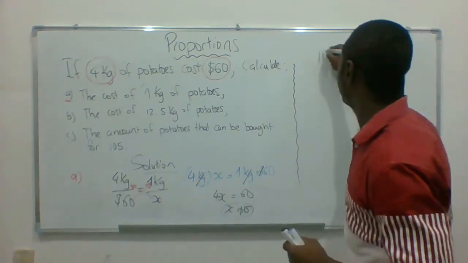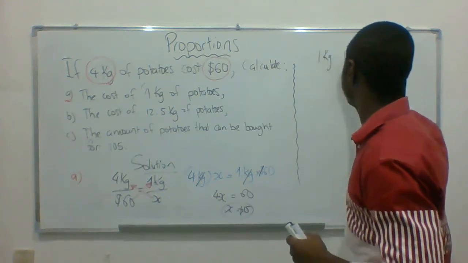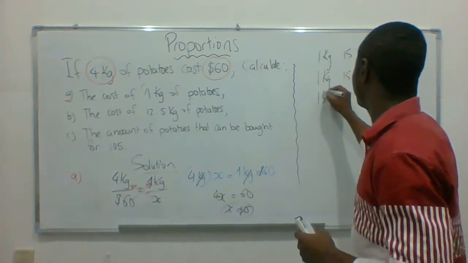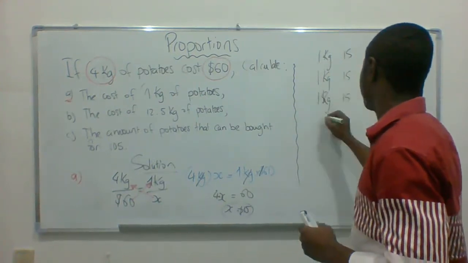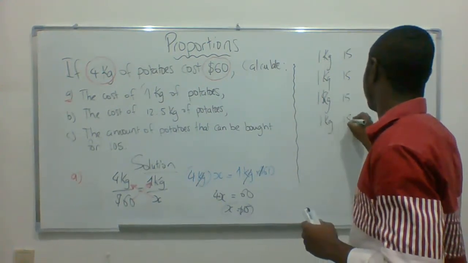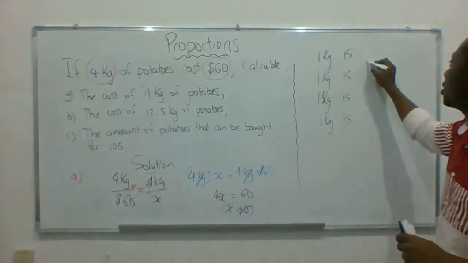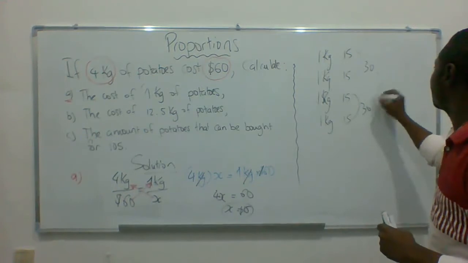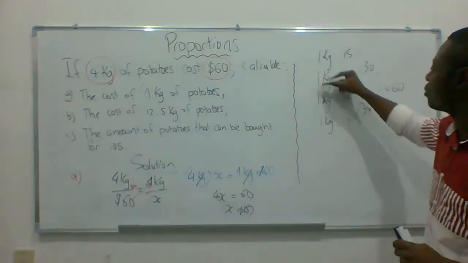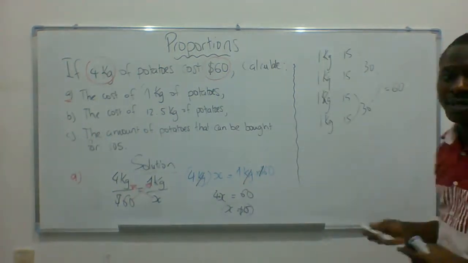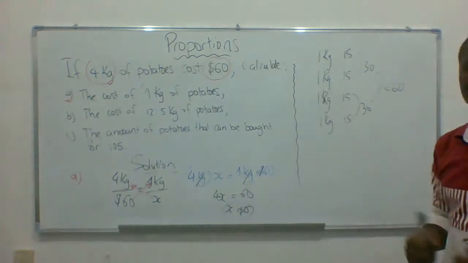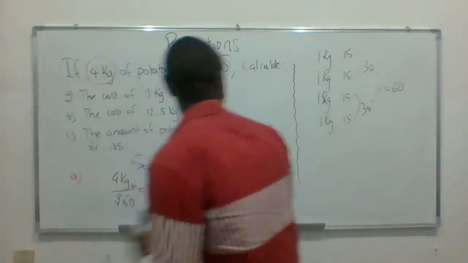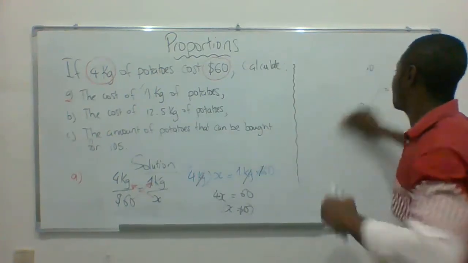So if 1 kilogram is $15, another kilogram is $15. Another kilogram is $15. Another kilogram is $15. 15 plus 15 is 30. This is 30, and this is also 30. 30 plus 30 is equal to 60. You see? 1, 2, 3, 4 kilograms is equal to 60. Then my calculations are correct. I'm done with the first question, question A. Let's move on to question B.